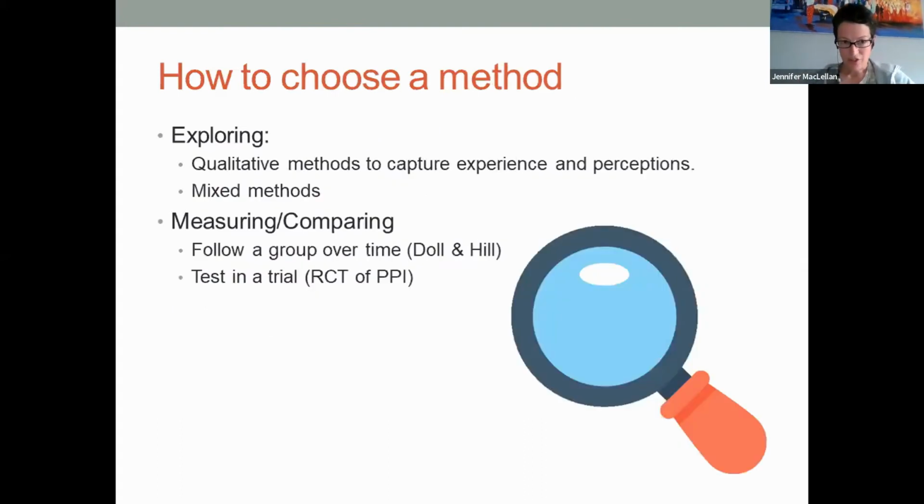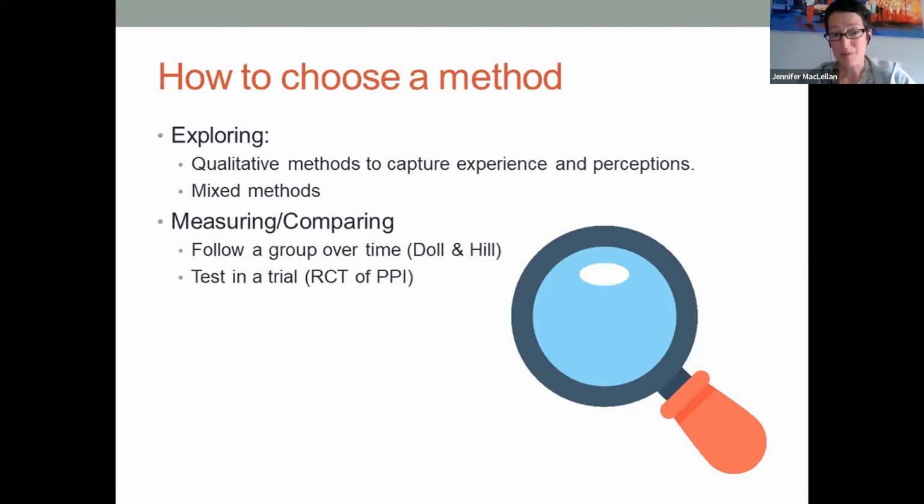So once you've got your question, your how, why, what, you're going to choose the method. So I work in qualitative and mixed methods because my belief about the world is that everybody's experience is different and that it's very difficult to measure something objectively without the influence of context and a person's own perception and experience. So I always go for these exploring ones. So that obviously means qualitative methods to capture experience and perceptions.